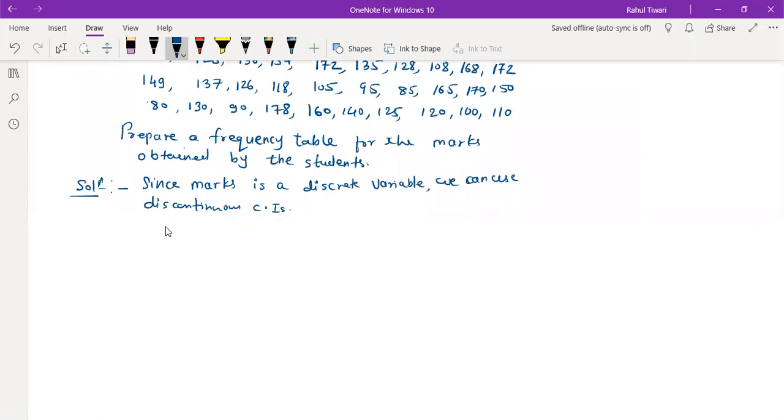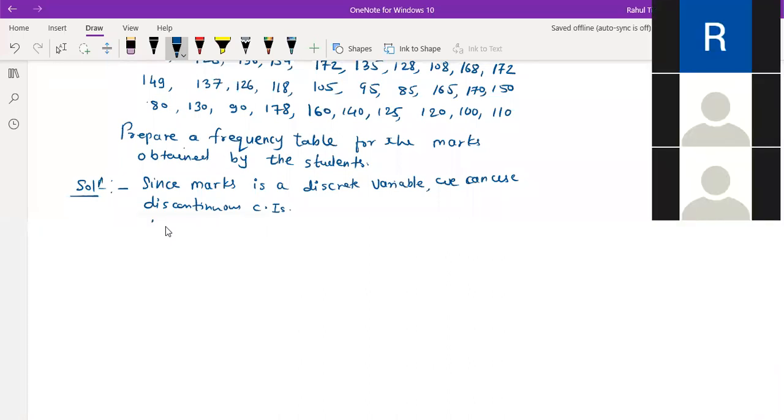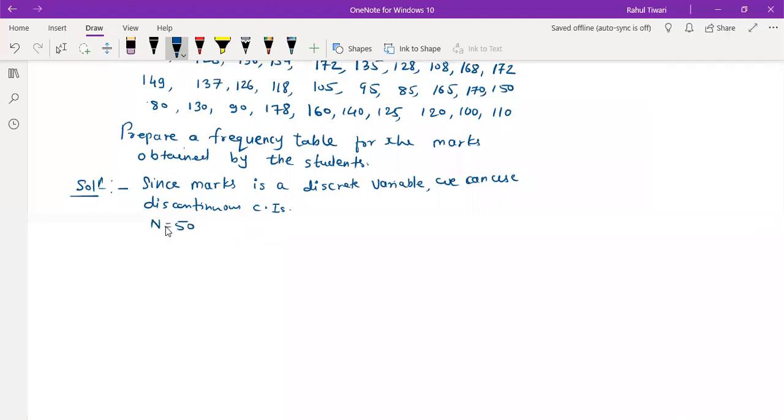So we need to frame a rule. We need to decide a rule. What is that rule? Now that rule is in front of you. Your n is 50. If you count, the total number of observations is 50. Now we need the number of classes.